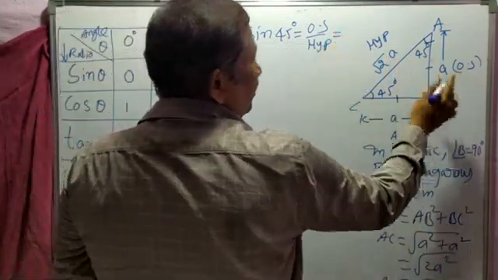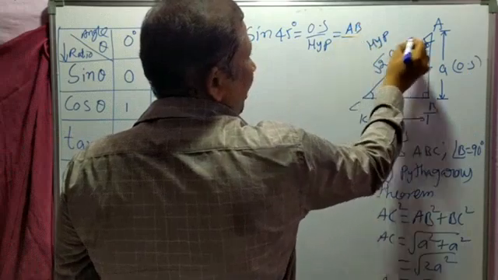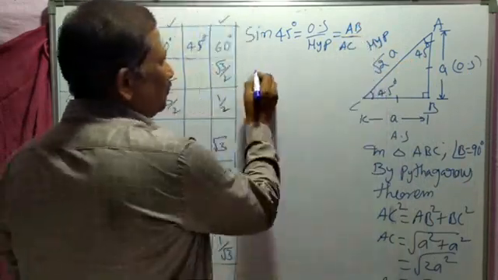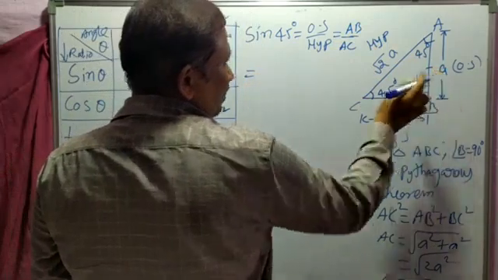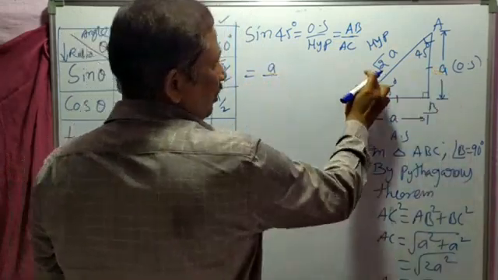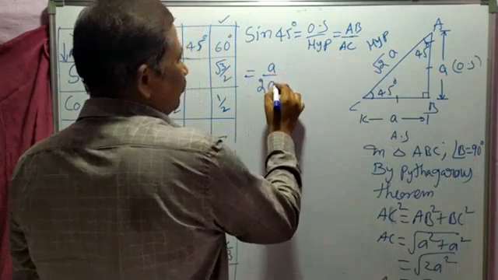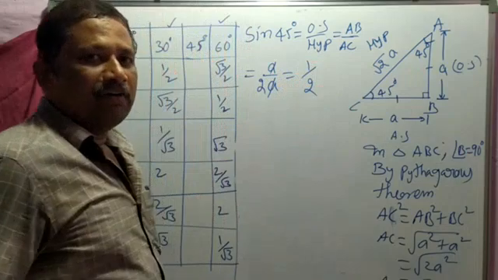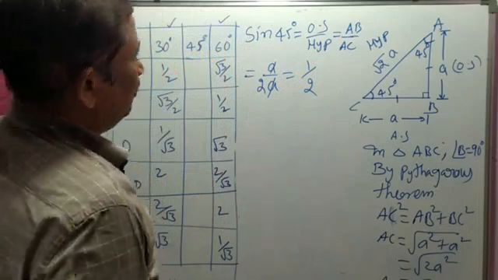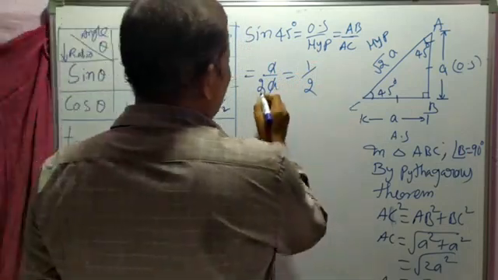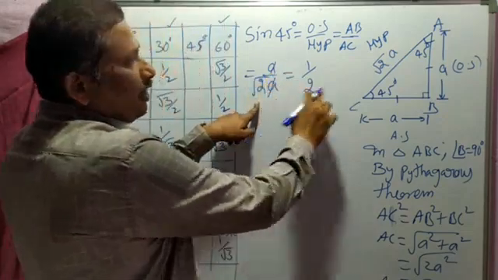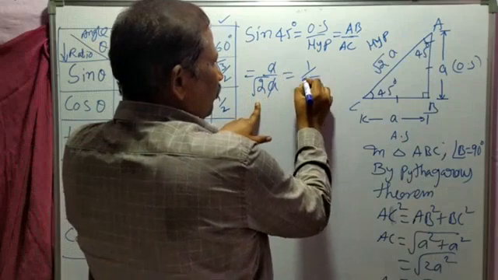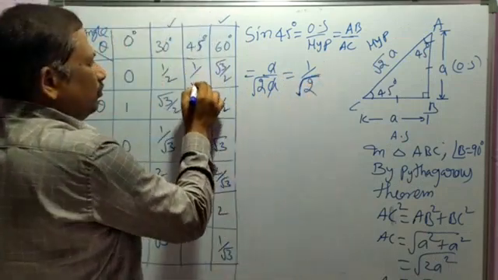So now substitute here. What is the opposite side? AB, hypotenuse AC. Okay, now values to substitute. So AB is nothing but A and hypotenuse root 2 A. A gets cancelled. So sine 45 degrees is 1 by, this is root 2, sorry. AC value is root 2 A, no? And this one becomes root 2. So 1 by root 2.